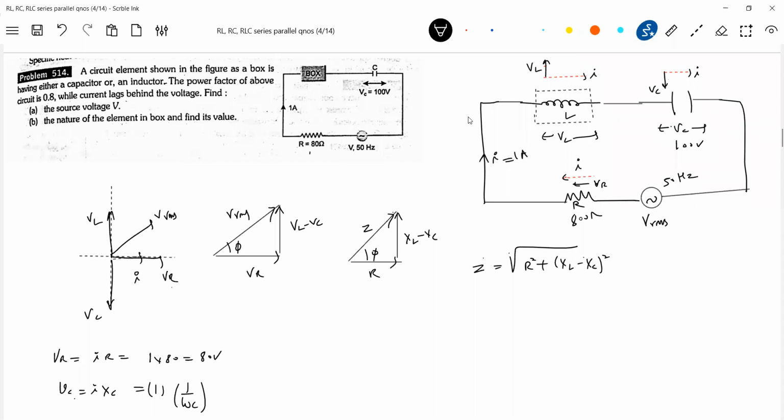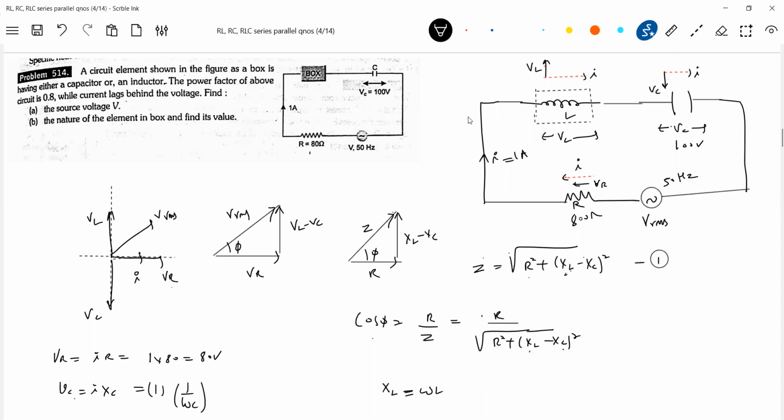Okay, now I know XC, I know R. XL and Z are the unknown things. Keep this as equation 1. Let's write cos phi equal to R by mod of Z, R by root of R square plus (XL minus XC) whole square. So we know cos phi is 0.8, we know R, we know XC, then we'll get XL. That XL value I'll substitute here. And what is XL? XL is equal to omega L.